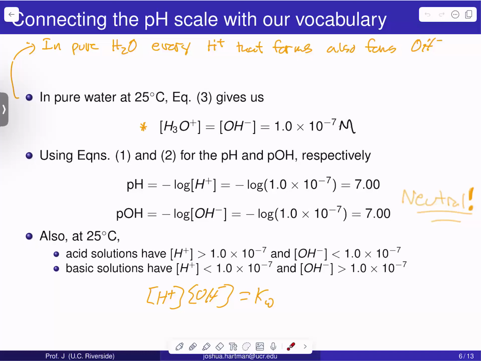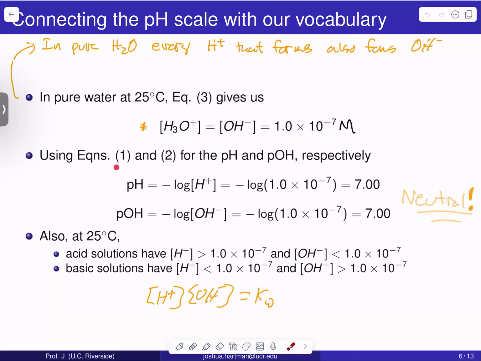Okay, and so we want to connect these definitions then with our vocabulary. So as you know, in pure water, every time you have an H plus forming, you're also getting an OH minus, right? So according to equation 3, we're dealing with this Kw expression. We know that at 25 degrees Celsius in pure water, hydronium and hydroxide ion concentrations must be equal, and they're both going to be equal to this 1 times 10 to the minus 7 molar.